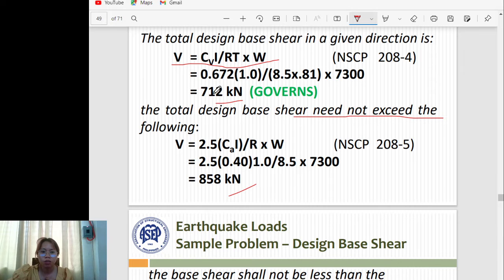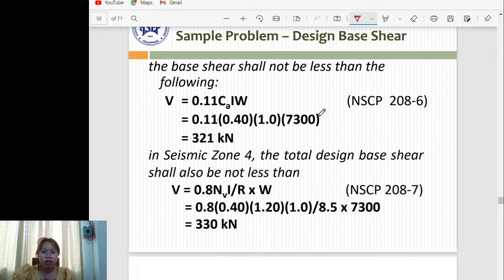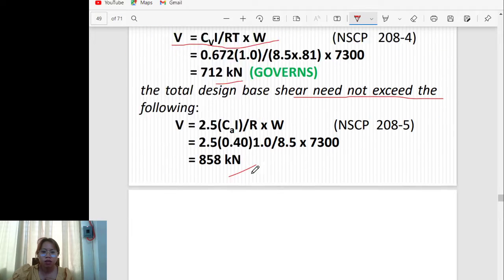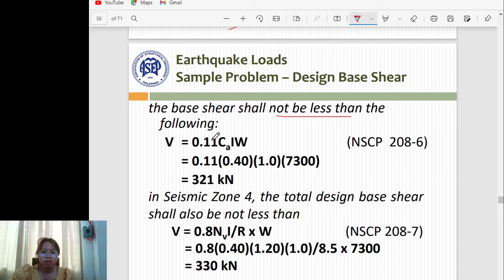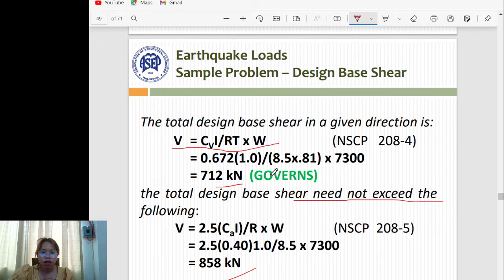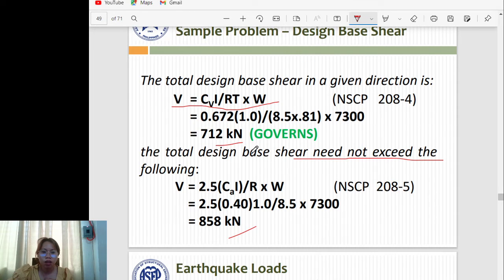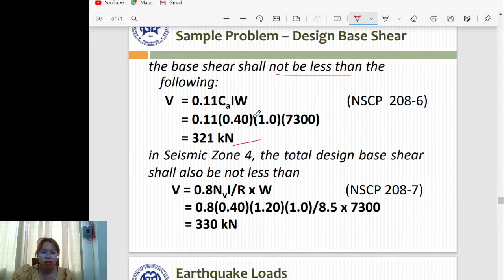So this will govern the design, and this will not be less than the following. So this one should not be less than this one, no? If you try to find the base shear for this specific formula, the answer is 321 kilonewton, and this one is less than this one, no? So still this one will govern when comparing this answer with this formula.